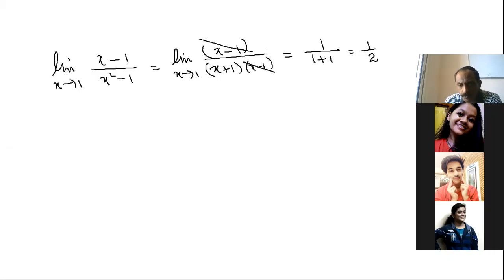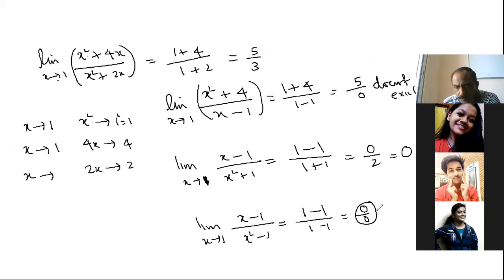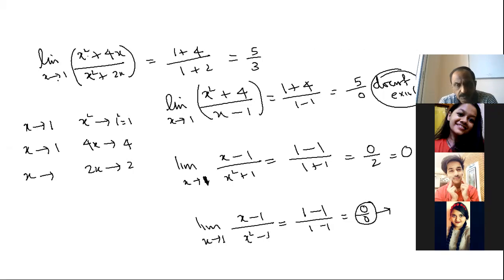So whenever 0 by 0 comes, don't say the limit does not exist. There is a limit for it. How to calculate the limit? That's what this chapter is going to teach you. You have to split that. Okay. Is it clear?